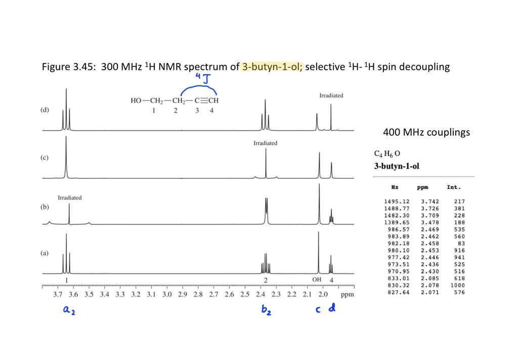We can also see this with the list of frequencies which I took from a website which provided 400 megahertz couplings. We see the triplet for A2 with coupling constants of about 6.5 hertz. In the other spectrum, which was more concentrated, the hydroxyl group was downfield due to more hydrogen bonding at 3.478 parts per million.